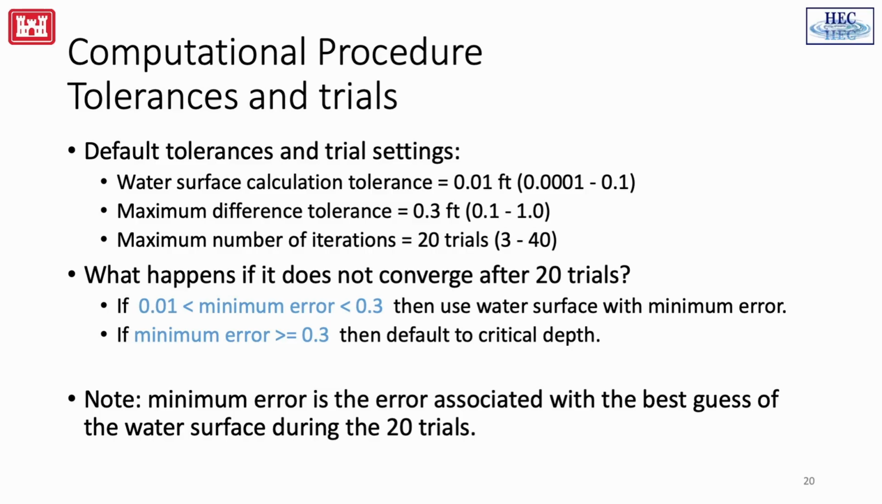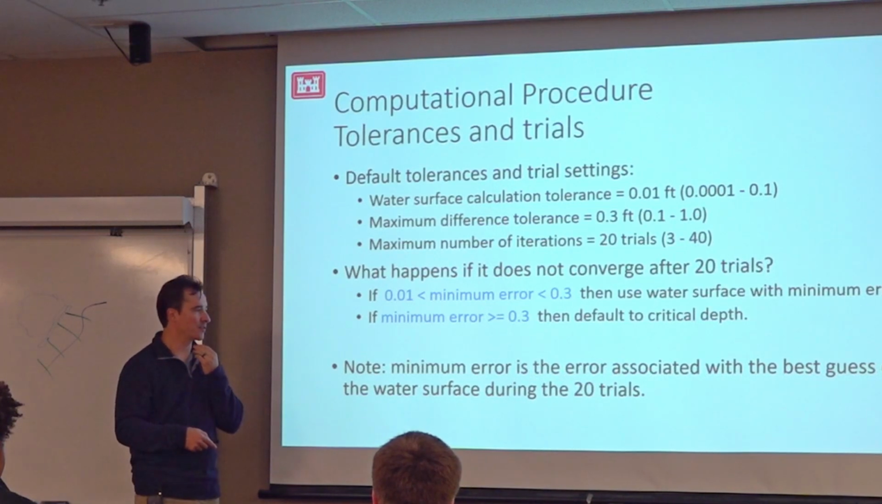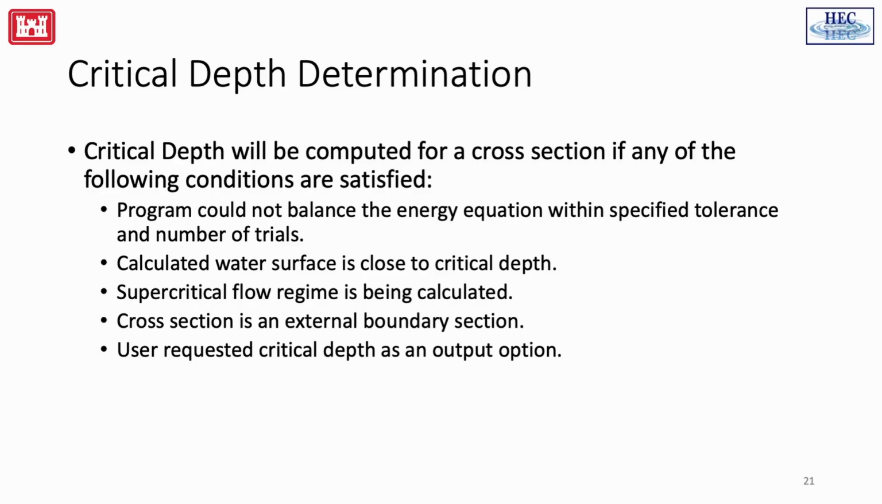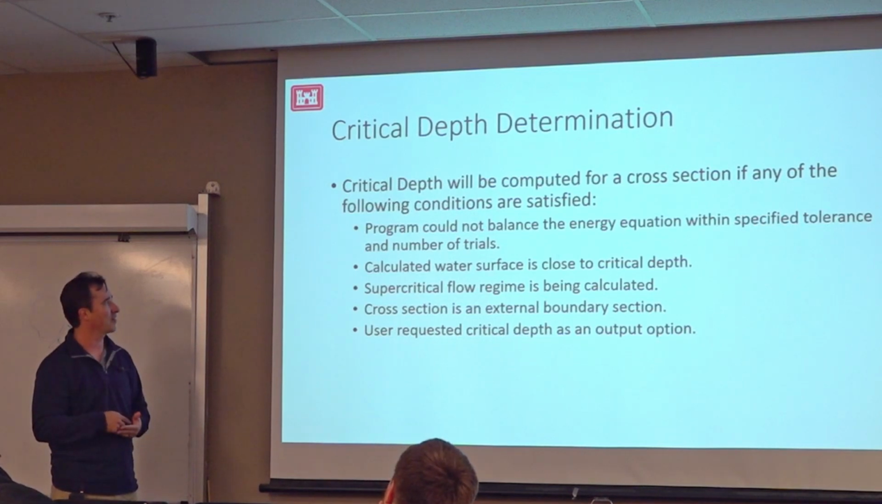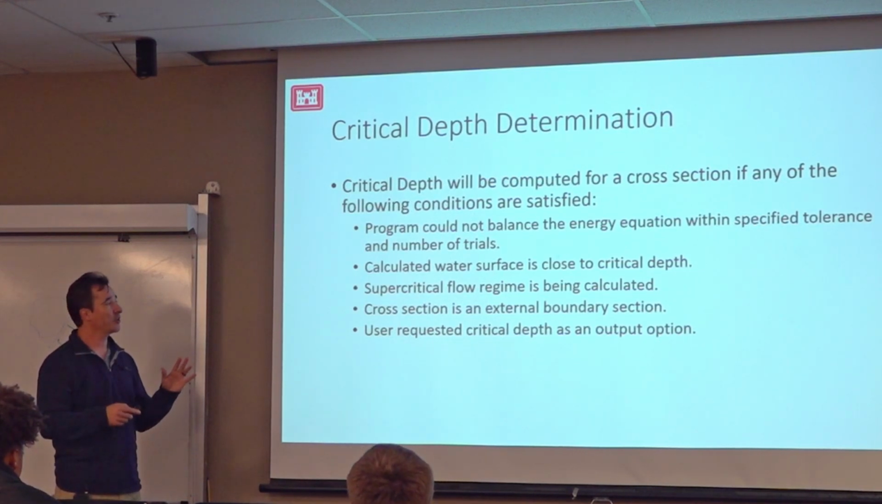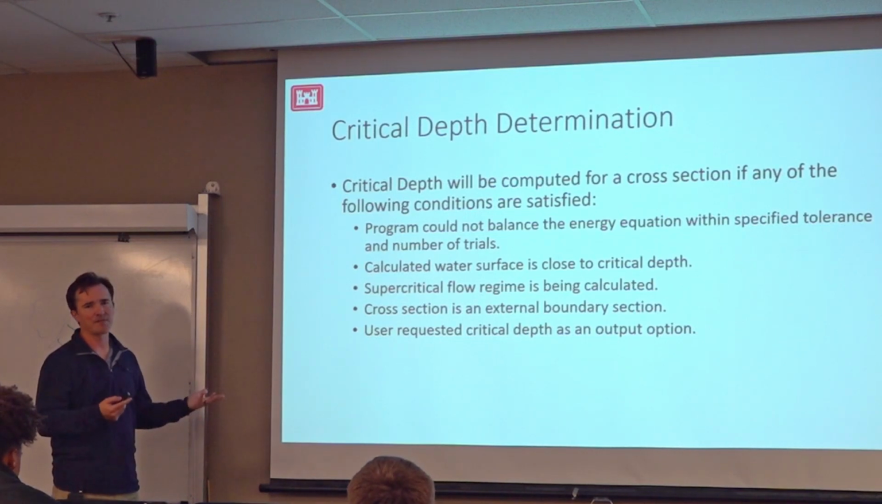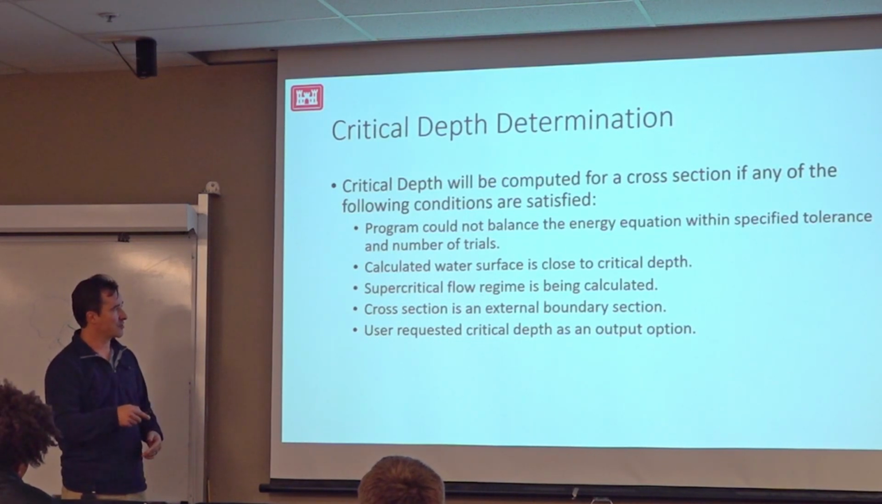Yeah, I mentioned these tolerances. If it doesn't converge within 20 trials, it'll use critical depth. So the minimum error is associated with the best guess of the water surface during the 20 trials. Okay, critical depth is computed at any cross-section under these conditions, right? If the method didn't converge after 20 iterations or whatever the user specified, then it says, okay, I need to compute critical depth. Critical depth is not computed all the time because it's kind of an expensive calculation.